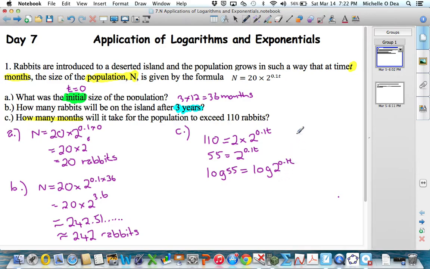Then remember we have the rule that we can bring the power down the front. And remember that whole thing, the 0.1 T, is all in the power, so all of it needs to come down. I might actually write this on the other side as well. So 0.1 T log 2 equals log 55.